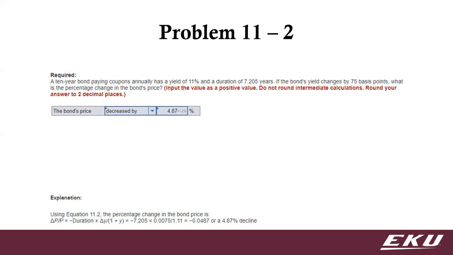And then here we have a change in our yield of 75 basis points. Based on that duration of 7.2 years, how much does the bond price change? The change in the price over price is equal to the negative duration times the change in yield over 1 plus the yield. Once you plug that in, you get that 4.87% decline. Because we're multiplying by negative duration, hopefully it makes sense: positive increases in interest rates mean negative decreases in price.